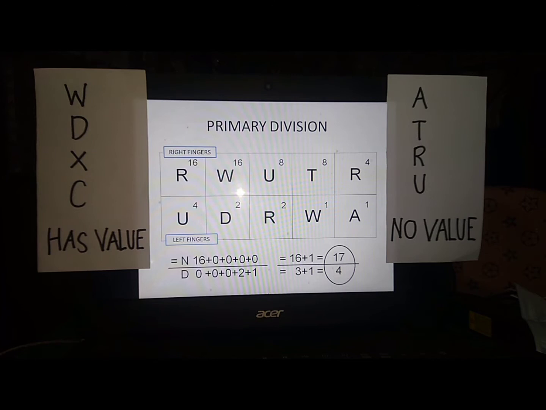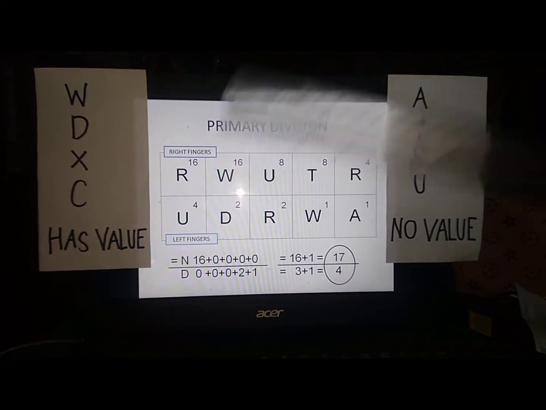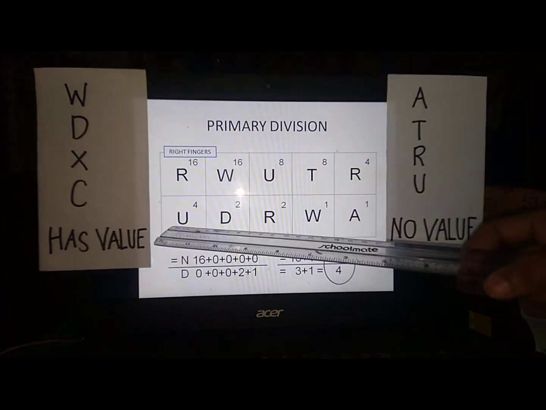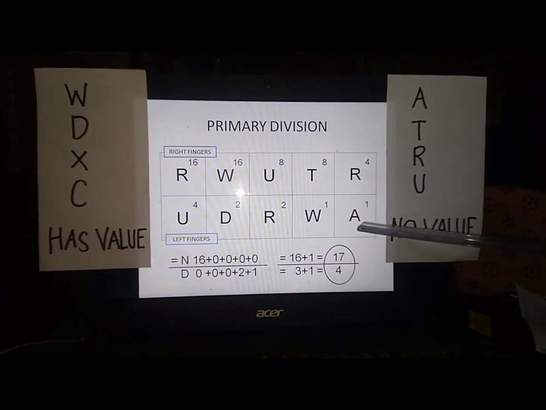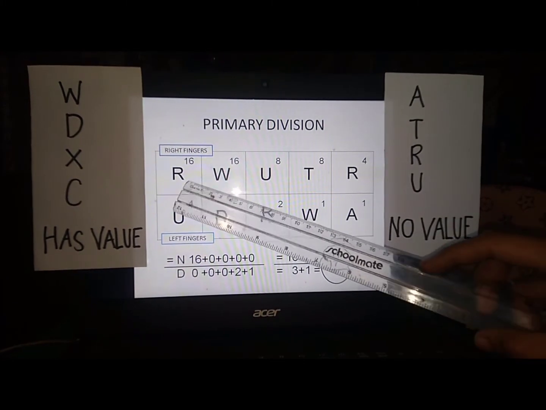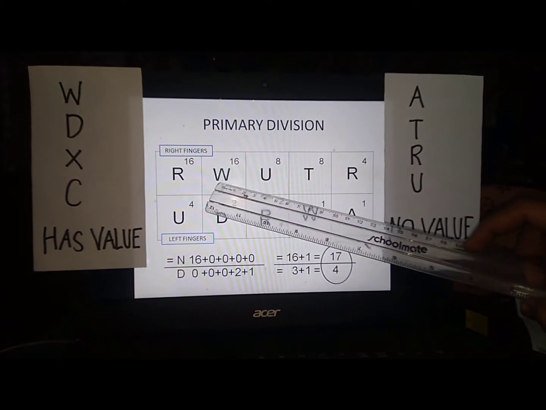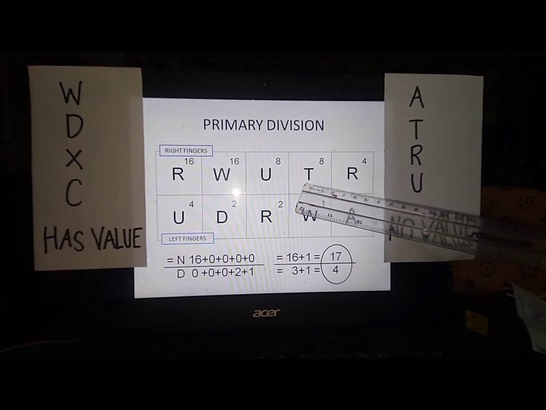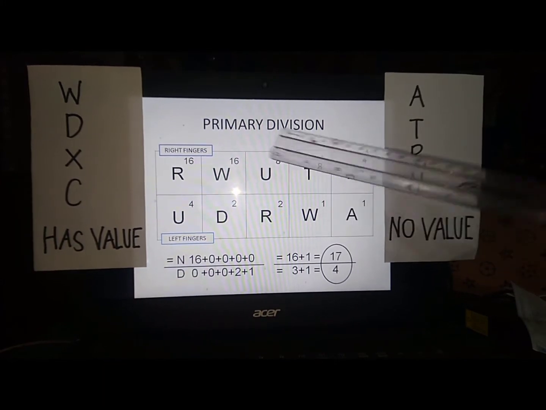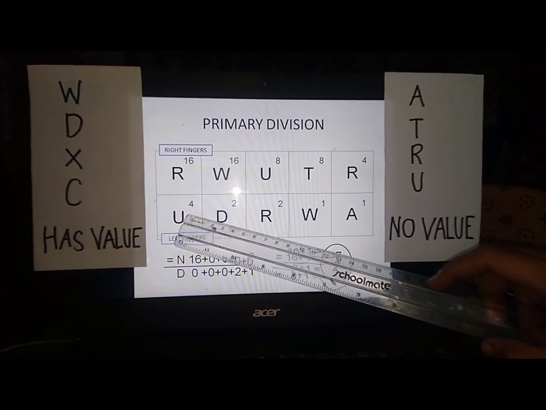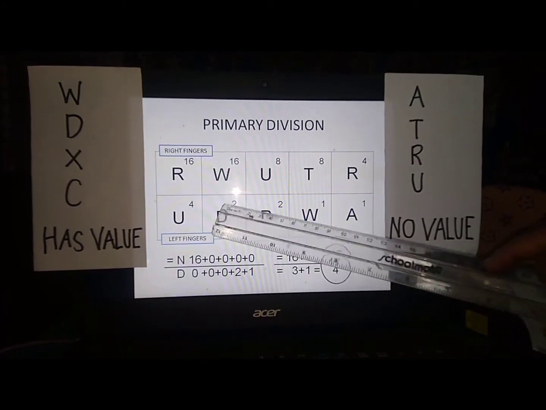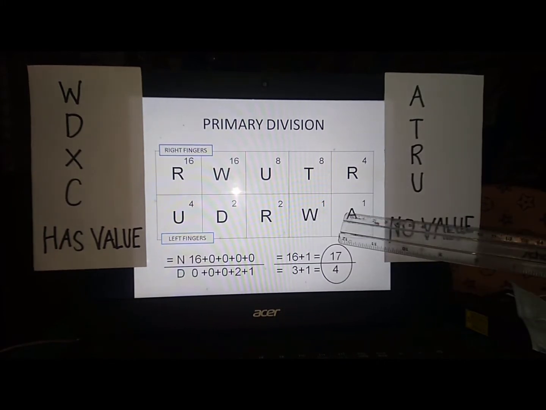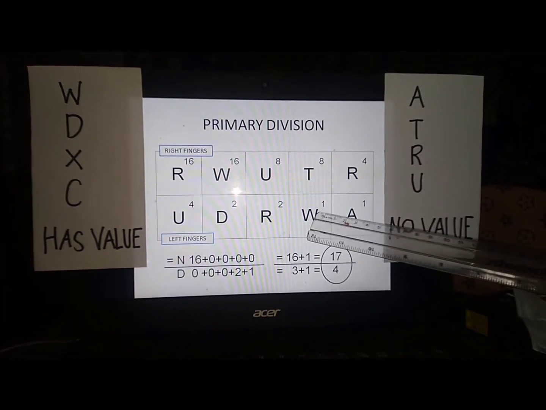Numerical value is constant in every finger, and this portion is the right fingers, and this portion is the left fingers. Finger number 1 and 2 have a numerical value of 16. Finger number 3 and 4 have 8. Finger number 5 and 6 have 4. Finger numbers 7 and 8 have 2. And finger number 9 and 10 have 1.